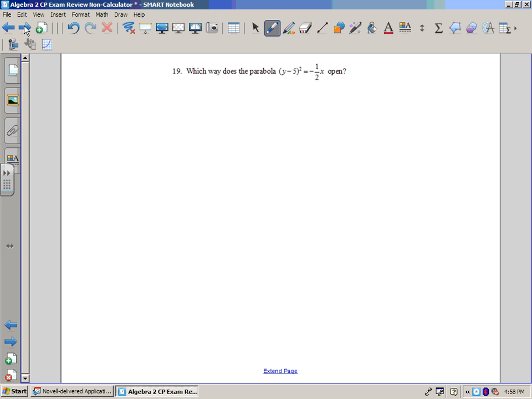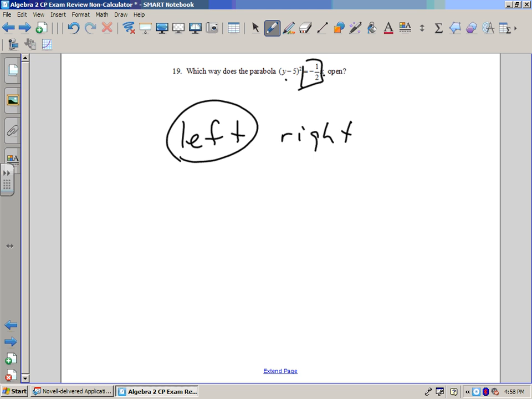Which way does this parabola open? Well, it's an x equals y squared. Because it's x equals y squared, it opens left or right. Is my a value positive or negative? I have a negative 1/2, so it opens left.